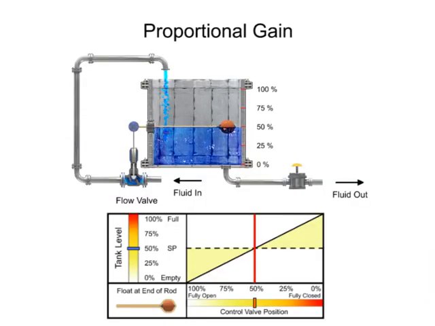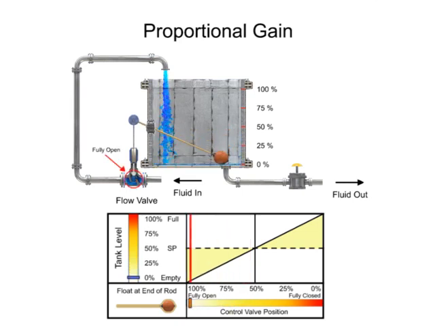The float on the end of the rod is positioned to meet the minimum and maximum flow capability of the valve. The valve is actuated by the float to a fully open position when the tank level is low and fully closed when the tank level is full.